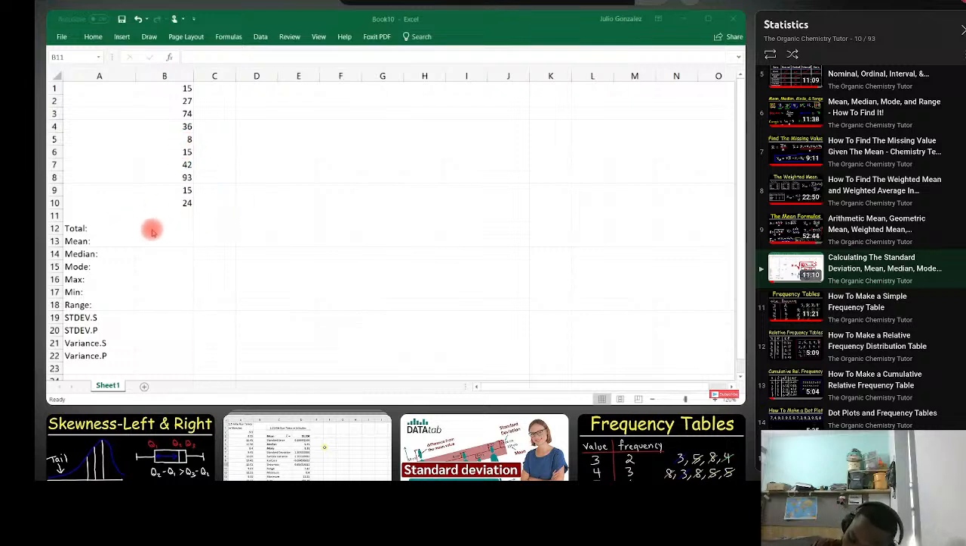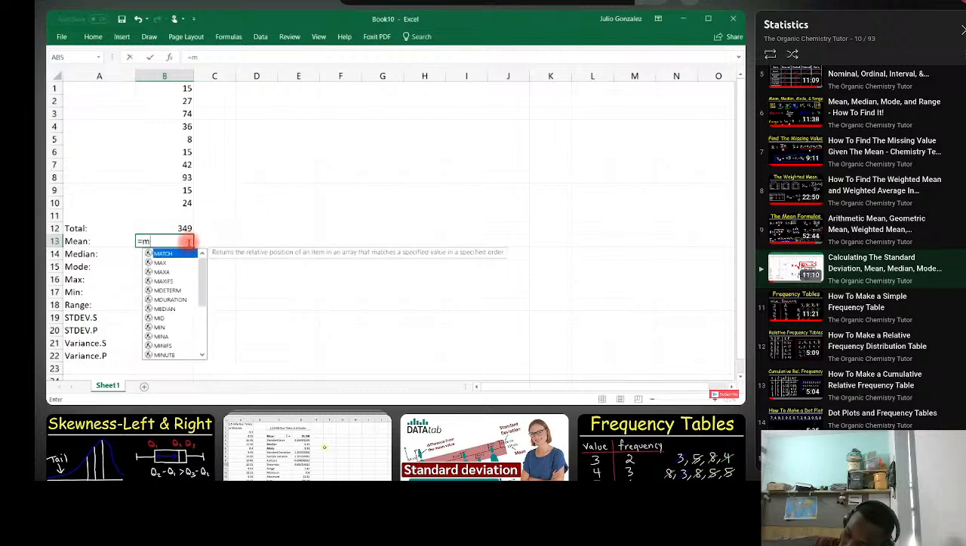So how can we find the mean, median, mode using Excel? Well, first, let's begin by finding the total. So we could use the sum function to get the total. And we could just highlight basically that column of data. And this will give us the sum, which is 349. Now, to calculate the mean, you can't use mean because that's not a function for Excel.